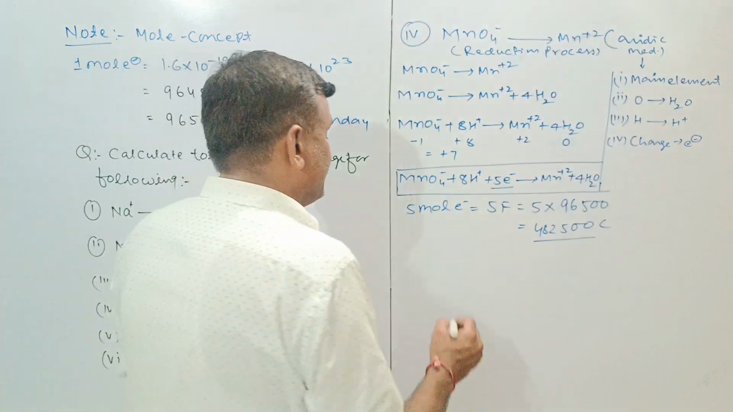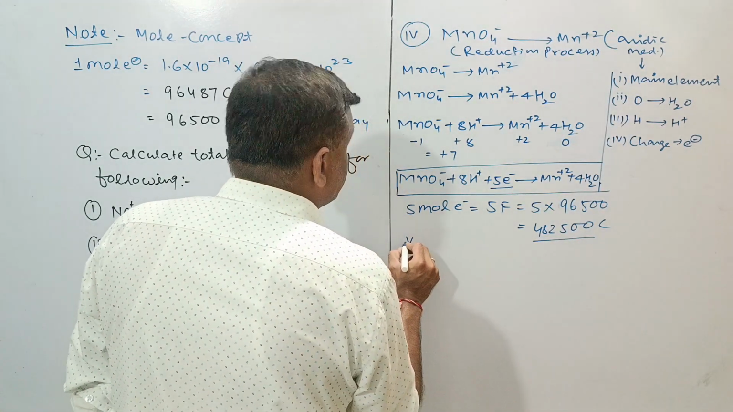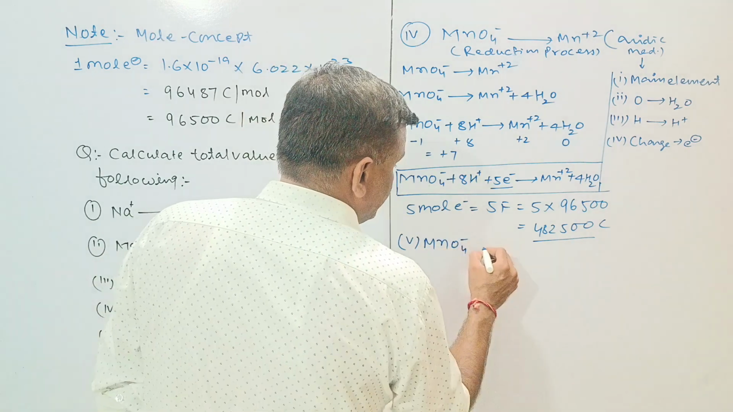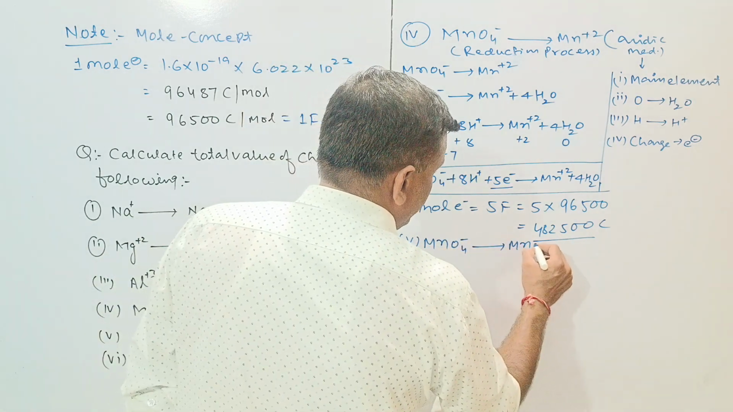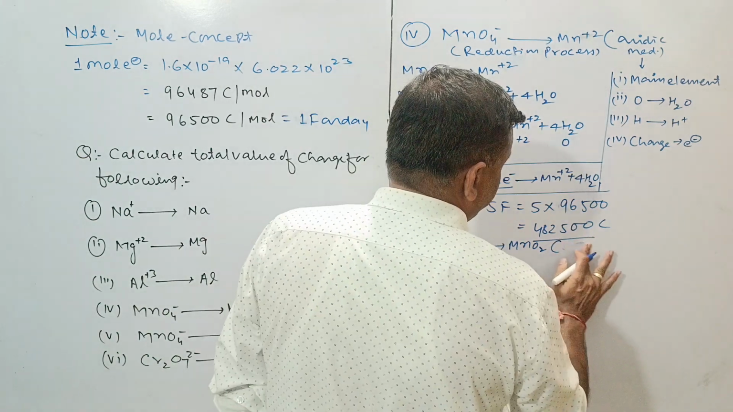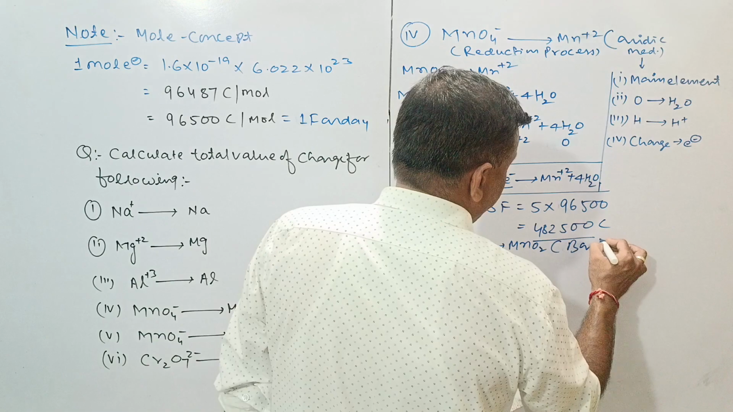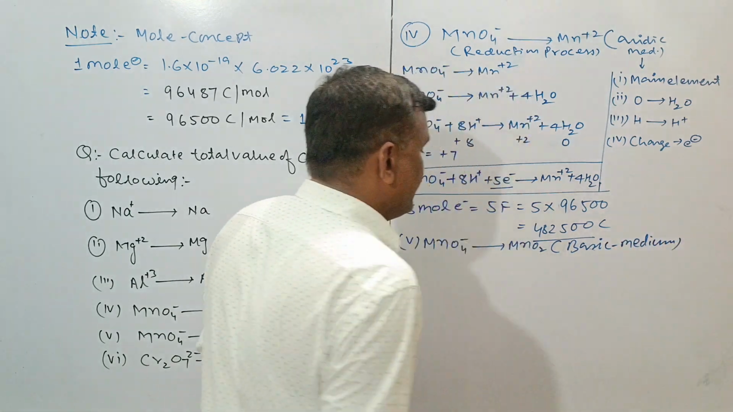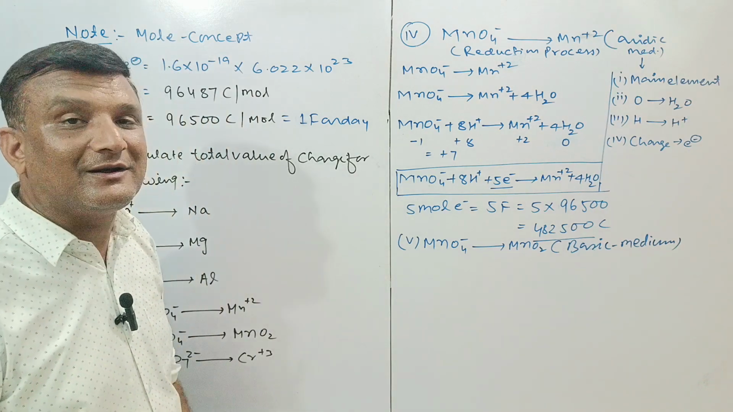Now I would like to go with the next question. This is the 5th question: MnO4 minus changes in MnO2. For this, the medium will be basic. Because in acidic medium MnO4 minus changes into Mn+2, and in basic medium it changes into MnO2. You have to learn this.